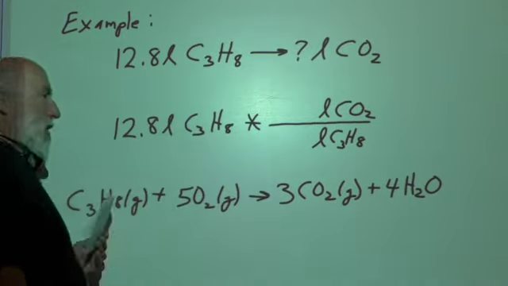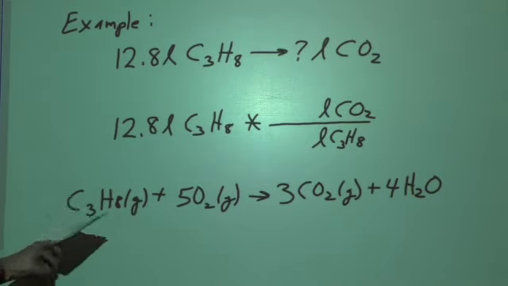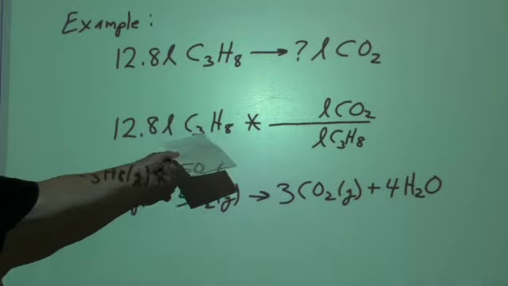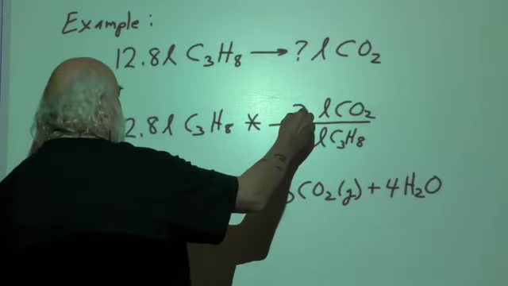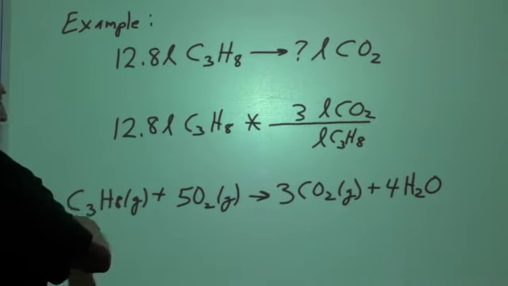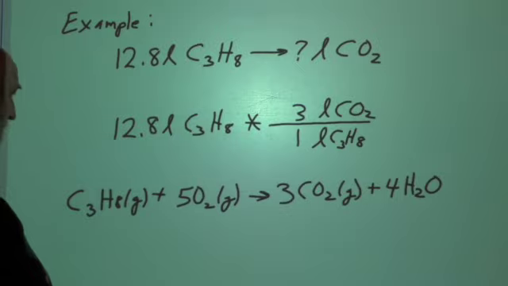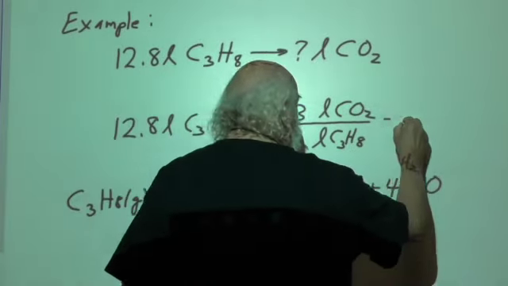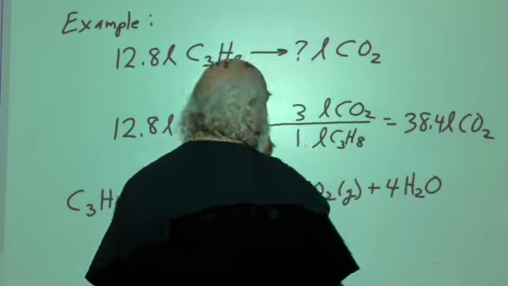And when I go from liters to liters, it's like going from moles to moles. All I use are the coefficients of the chemical equation describing this system. So we have here liters of CO2. The number in front of the CO2 is 3. Liters of C3H8, the coefficient in front of that is 1. So I'm simply going to multiply this by 3. 38.4 liters of carbon dioxide is what I'm going to get.